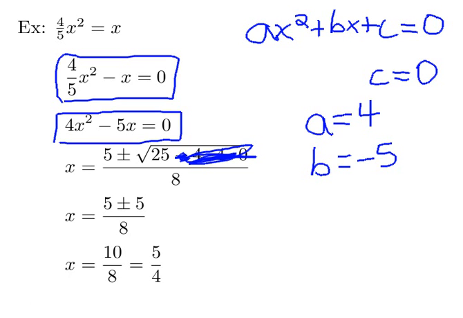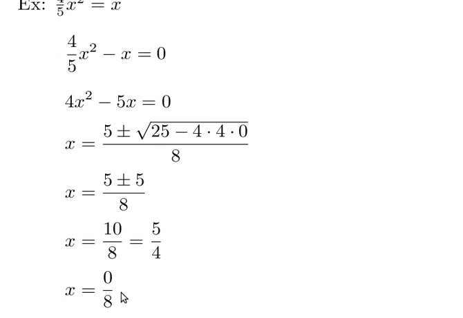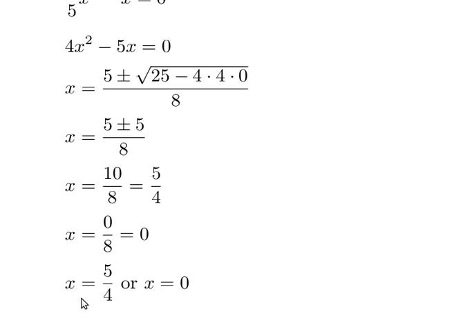Or, alternatively, x equals 0 over 8. I'm going to have to clear all this, but you know what? I don't think we need it anymore anyway. So x equals 0 over 8, which is just going to be 0. So our two solutions are x equals 5/4 or x equals 0. So x equals 5/4 or x equals 0.